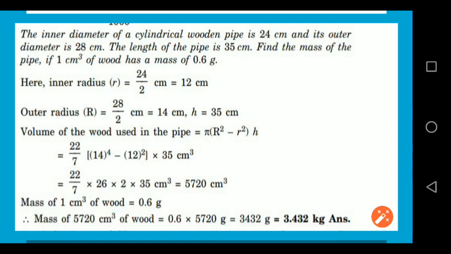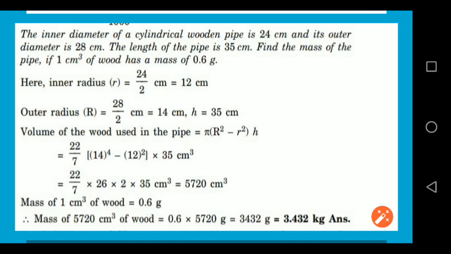I hope you all have understood this question. Since we have to find only the volume of wood, that's why we are using this formula: pi (R square minus r square) into H. Also remember, it is a hollow pipe. If the pipe is not hollow, then we can simply use the formula for the volume of a cylinder. For hollow, we have to use this formula.